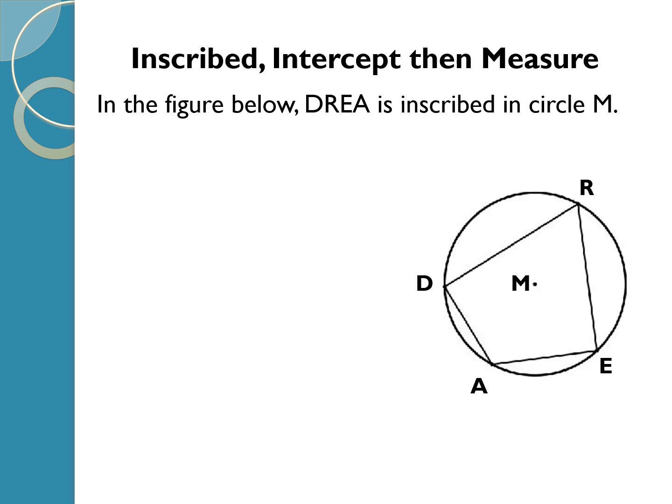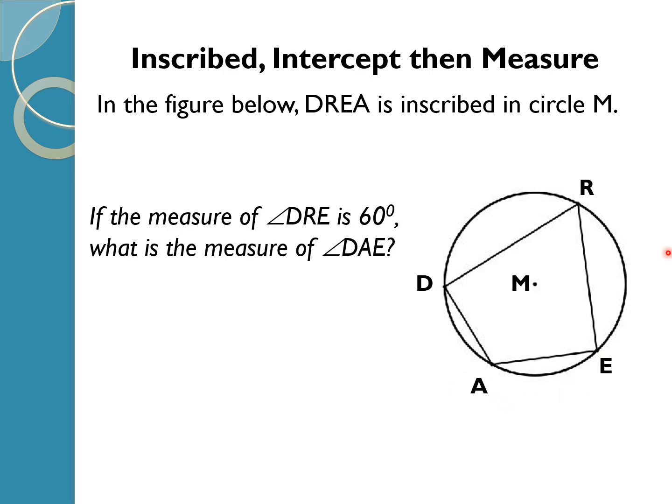Let's have another example. We will use the same figure, the same circle. So we have quadrilateral DREA inscribed in circle M. If the measure of angle DRE is 60 degrees, what is the measure of angle DAE? Angle DRE is opposite to angle DAE. So the measure of angle DRE plus the measure of angle DAE is equal to 180 degrees by applying the theorem on inscribed angles.